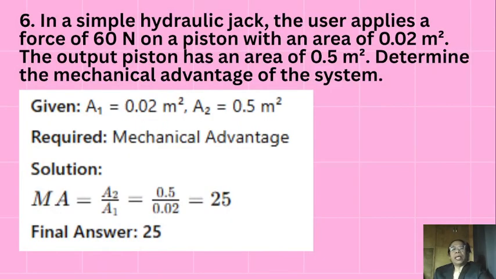Okay, so number 6. In a simple hydraulic jack, the user applies a force of 60 Newton on a piston with an area of 0.02 meters squared. The output piston has an area of 0.5 meters squared. Determine the mechanical advantage of the system. Given A1 is equal to 0.02 meters squared, A2 is 0.5 meters squared. Required: mechanical advantage. The formula for mechanical advantage that we're going to use is A2 over A1. Substitute the given data. The final answer is 25.